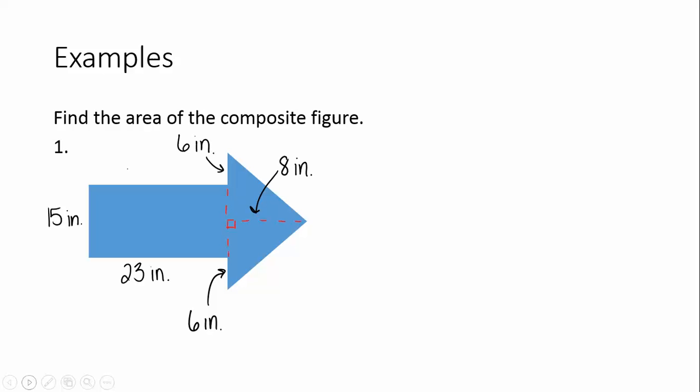So let's find the area of this composite figure. It looks like a giant arrow, and you can see that I've kind of already split it up into its different shapes, a rectangle and a triangle, so that we can see different dimensions also drawn in so that we can find the area. So first let's start with the rectangle, and I'm going to use a little RECT here next to the A for area so that we know it's the rectangle. Area of a rectangle is length times width or base times height, so 15 times 23. Those are the dimensions of the rectangle. So we would do 15 times 23, and that's going to give us the area of the rectangle.